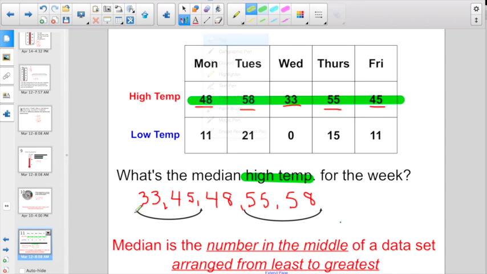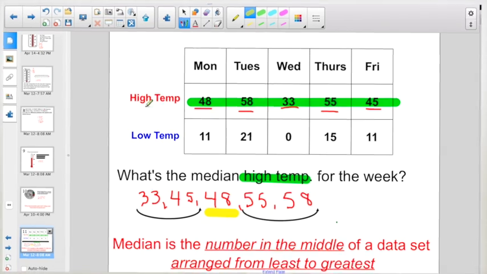So I got them arranged in order from least to greatest. I have 2 numbers on the left side, 2 numbers on my right side. My median, my number in the middle, would be 48 degrees.